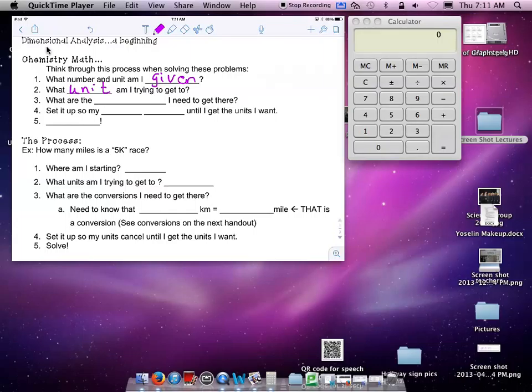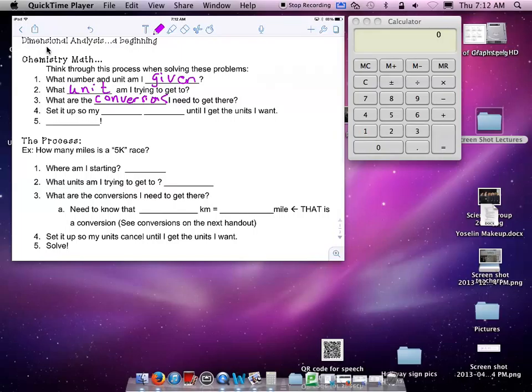All right, the other thing you're going to need to know are your conversions. Now, conversions are just things that equal each other. So for example, there are 60 seconds in 1 minute. There are 4 quarters in $1. There are 4 quarts in 1 gallon. Those are conversions: two things that equal each other, where the numbers are different and the units are different. That's what we're looking for.